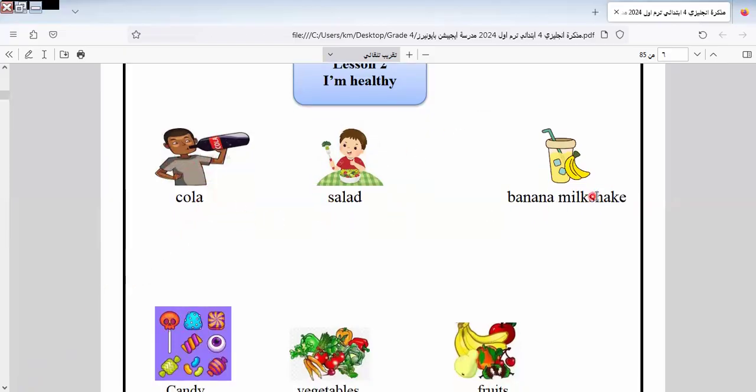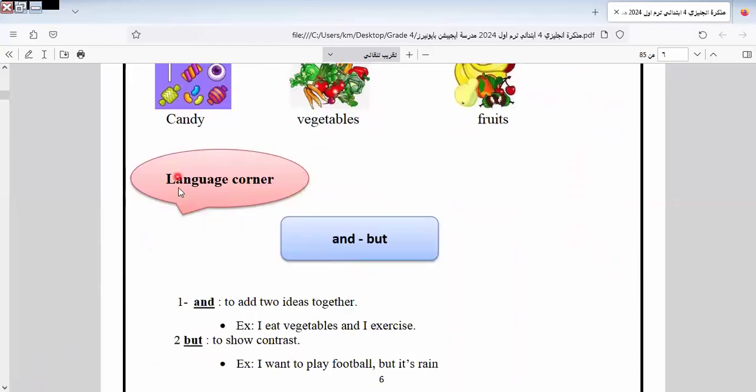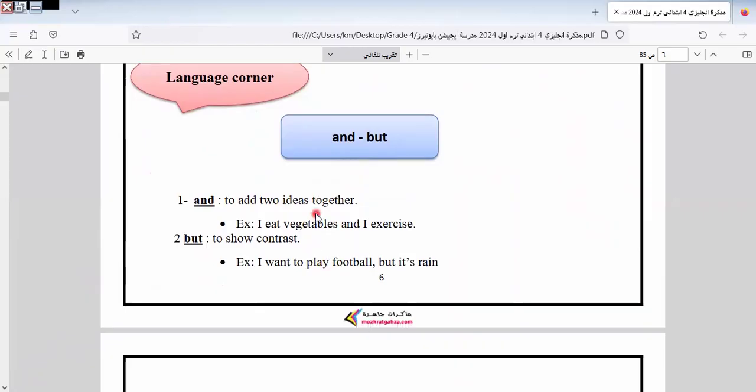Here we have cola, salad, milkshake, banana milkshake, candy, vegetables, fruits. In this part, we talk about and and but, and the difference between them. We use and when we add 2 ideas together. When we say I eat vegetables and I exercise, or I eat vegetables and fruits, or I eat potatoes and orange and pineapple, and anything. Okay, so and means to add 2 ideas together.